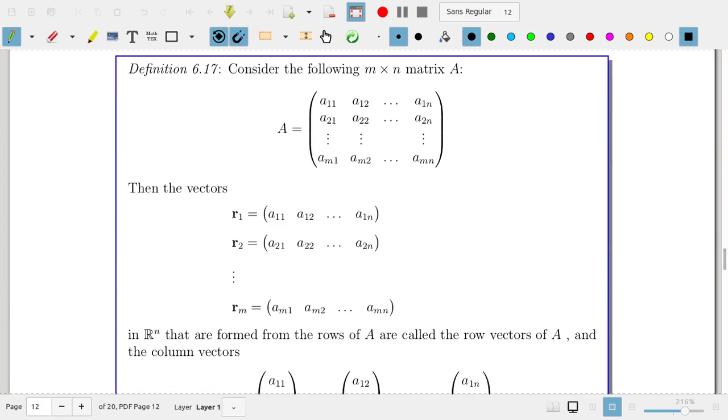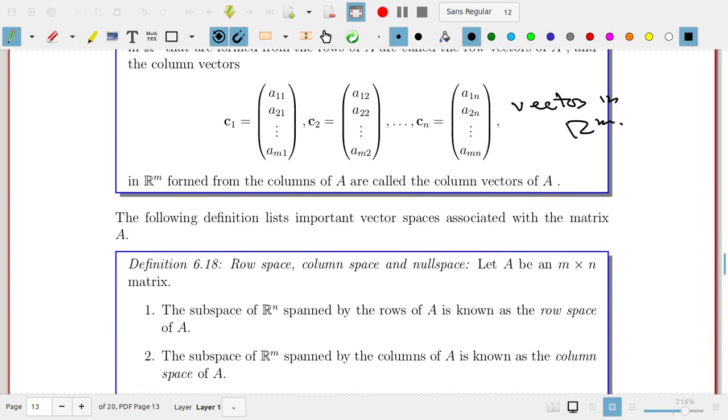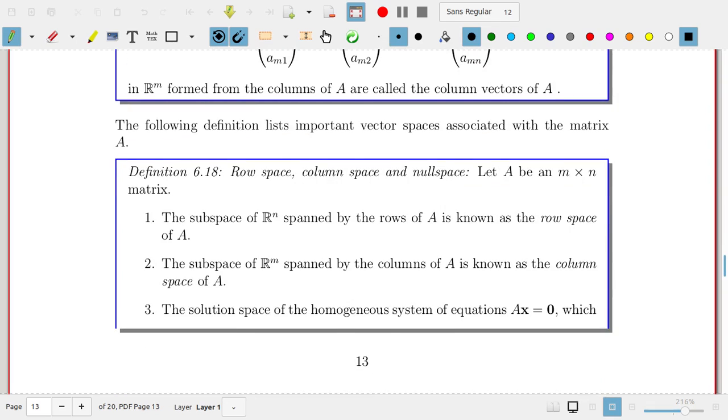m by n matrix A, and I form the rows A11, A12 all the way to A1n, the rows of the matrix R1, R2, Rm are the row vectors. And these are, of course, vectors in Rn. The column vectors are vectors in Rm. These are the column vectors of A. The following definition lists the important vector spaces associated with the matrix A.